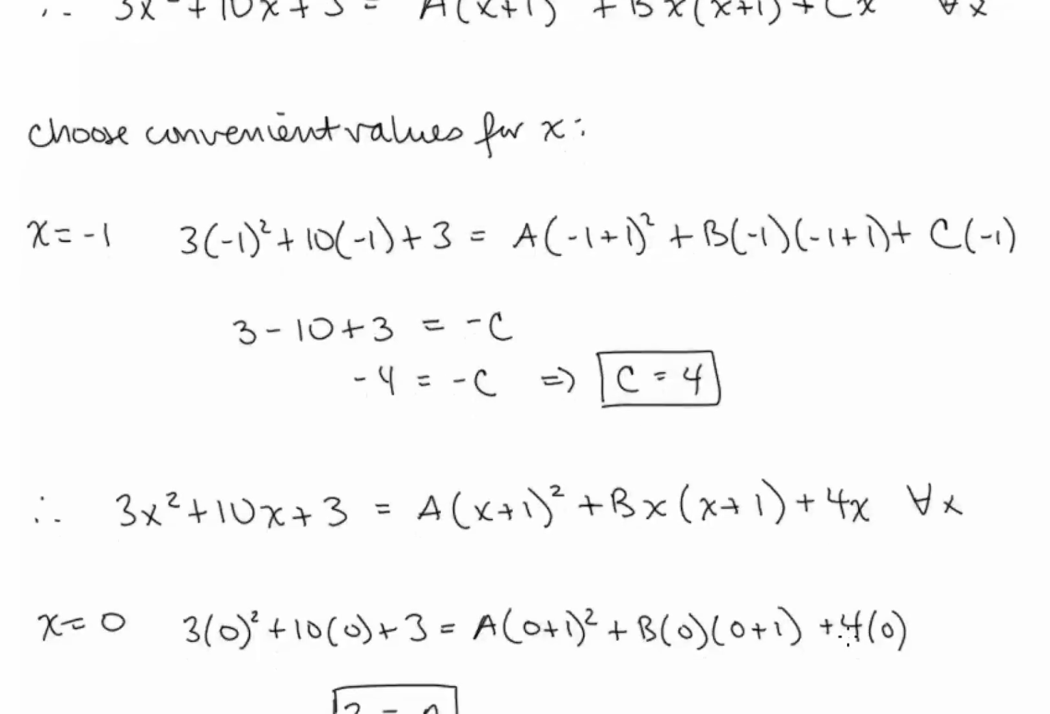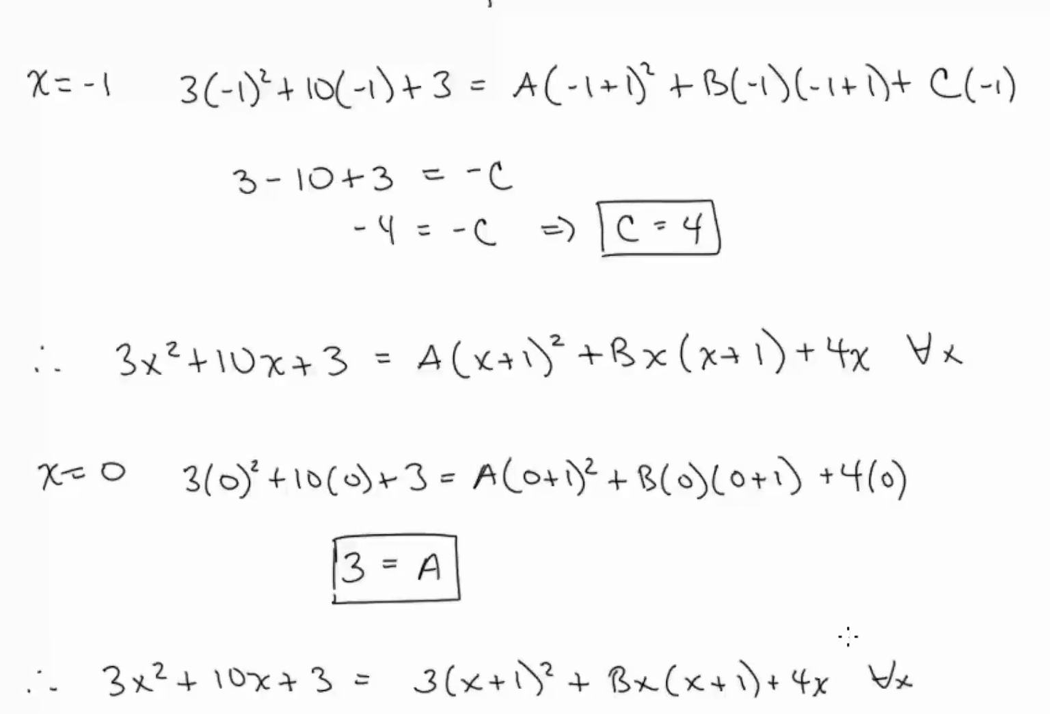We also notice that there's another convenient value for x we can choose. We can choose x equals 0. That'll have these two terms go to 0, and we'll be able to solve for a. So when x is equal to 0, on the left-hand side we get 3, on the right-hand side we get a. So a is equal to 3. So now let's take that 3 and plug it in for a and rewrite our equation.